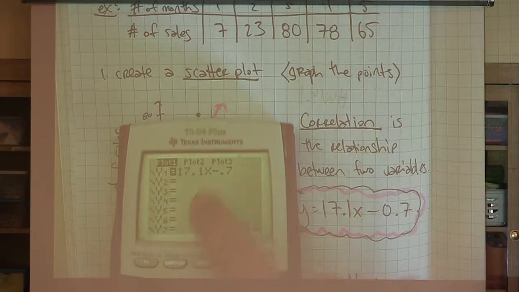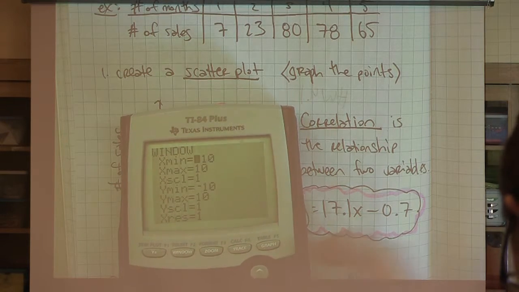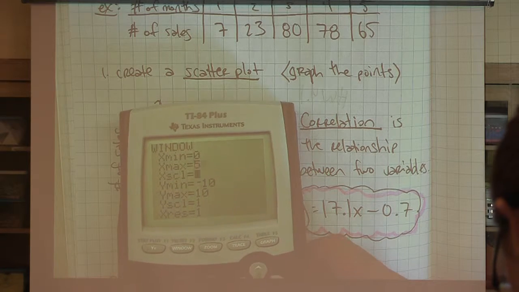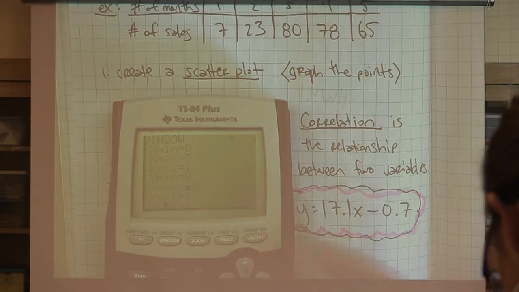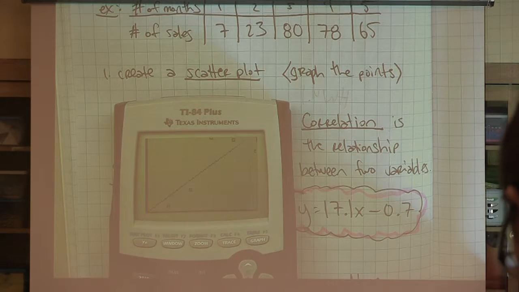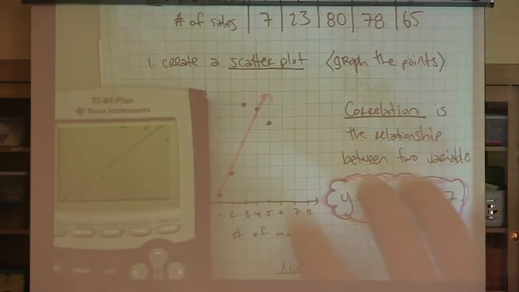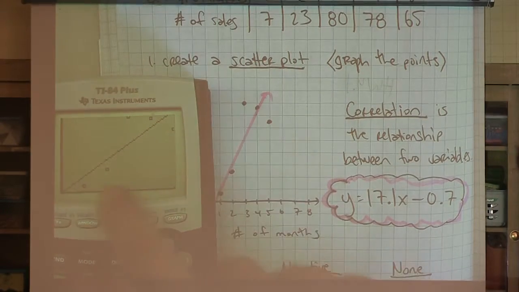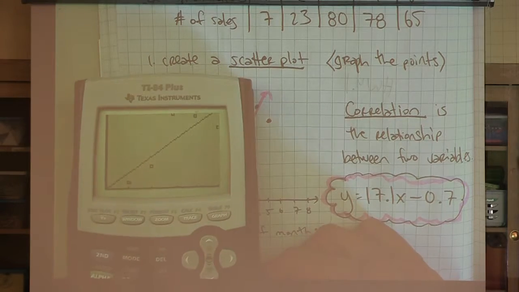Okay, I could type in my equation and make sure I change my window. 0 to 5 and 0 to 80. Okay, so here, notice this looks similar to the graph we have here. Here are those 2 points. Their line is a little different than my line.